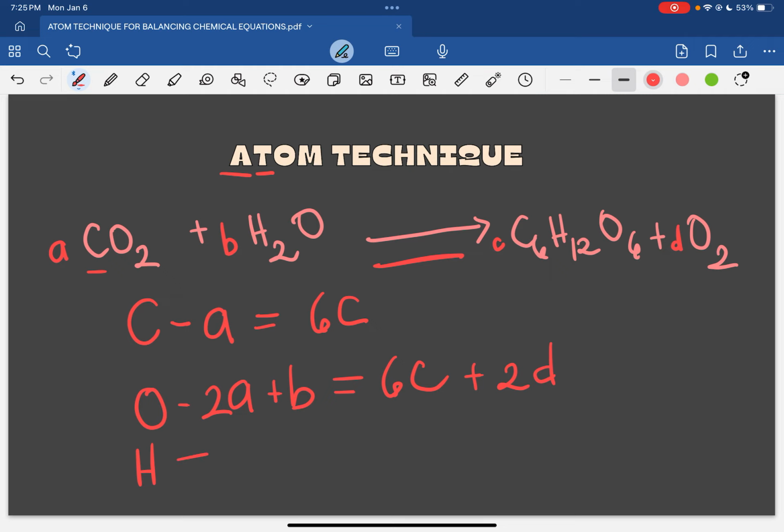Next is the hydrogen. So we're going to multiply two atoms of hydrogen here to B, plus sign, and 12 atoms here of hydrogen to C.